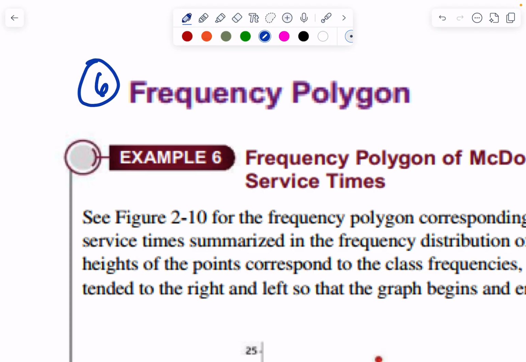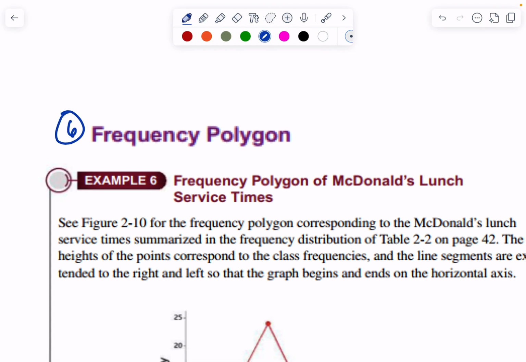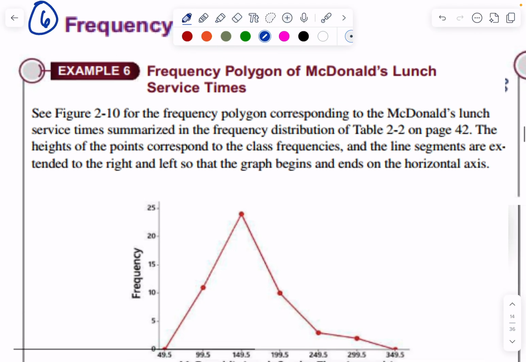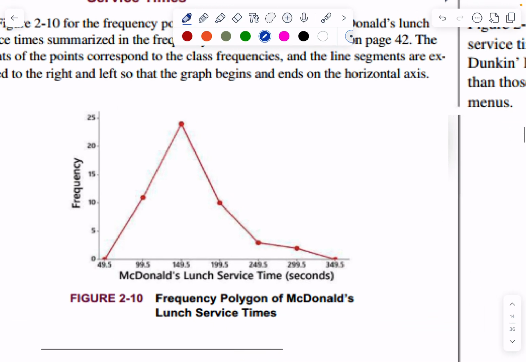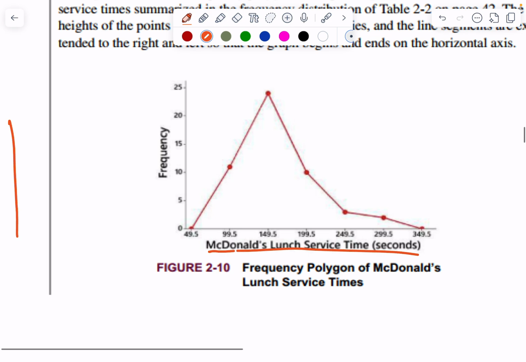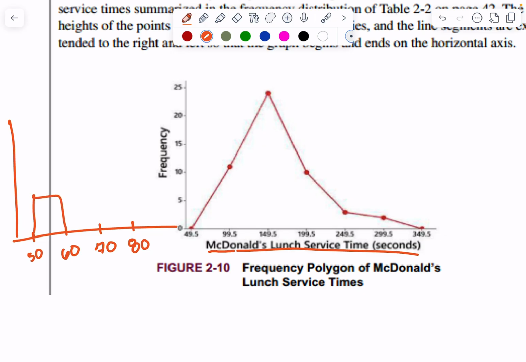Okay, it makes it sound a little more beefy than it actually is, a frequency polygon, but here is what it is. In the last section, we did histograms, right? These are McDonald's lunch service times. And in a histogram, we did your classes. So we might start at 50, and then 60 is the next class, and then 70, and then 80, right? And we would have bars that go like this.